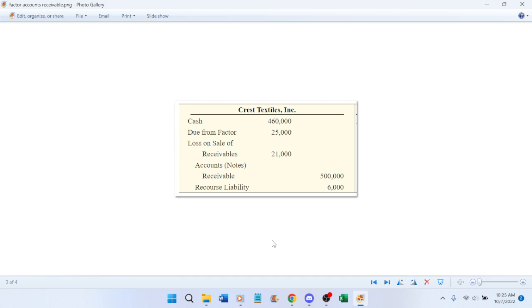How do you do a factoring thingy? You debit cash, due from factor, and loss on the sale of receivables, and you credit notes receivable and recourse liability. The due from factor is given in the question, and the loss on sale of receivables is equal to the finance charge plus the recourse liability. To get cash, basically you take 500,000 minus due from factor minus the finance charge. But you could also do these two minus these two to get the same answer.